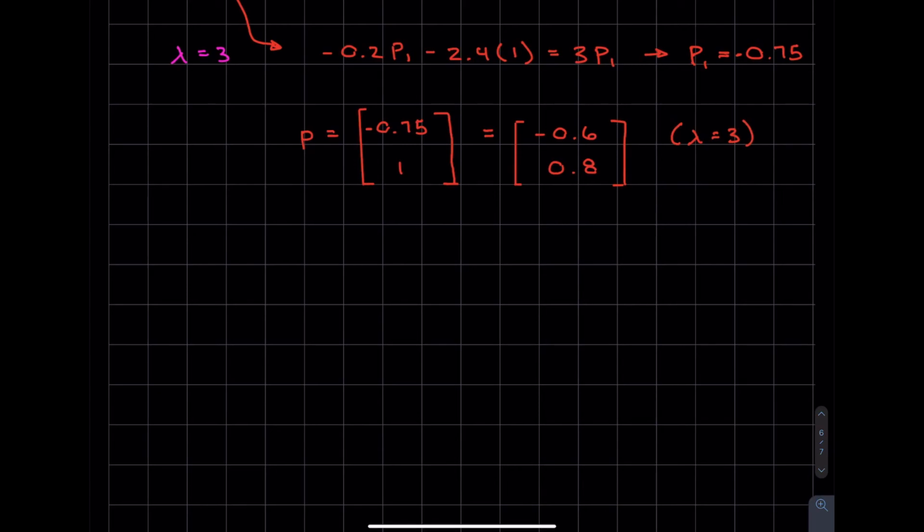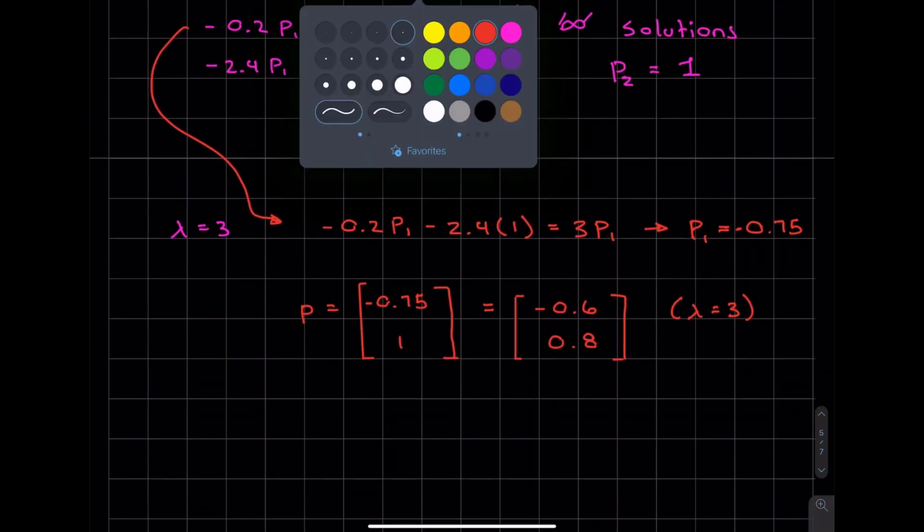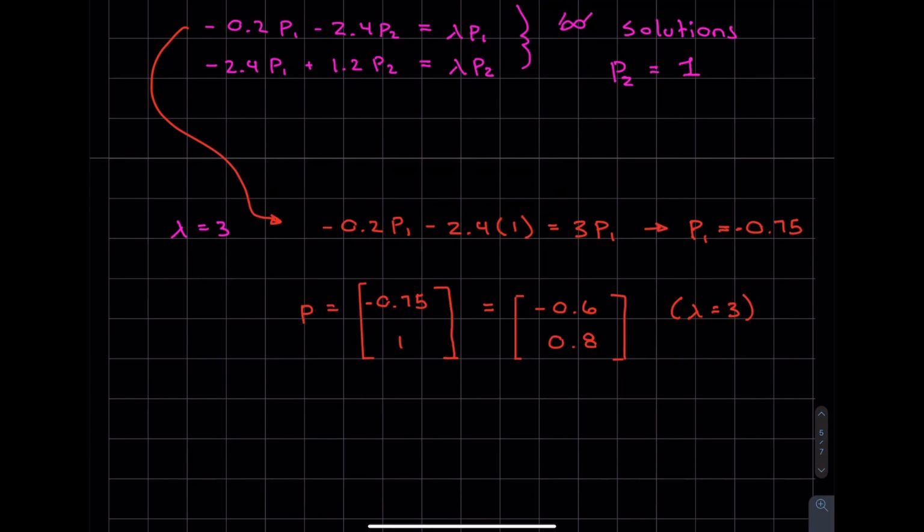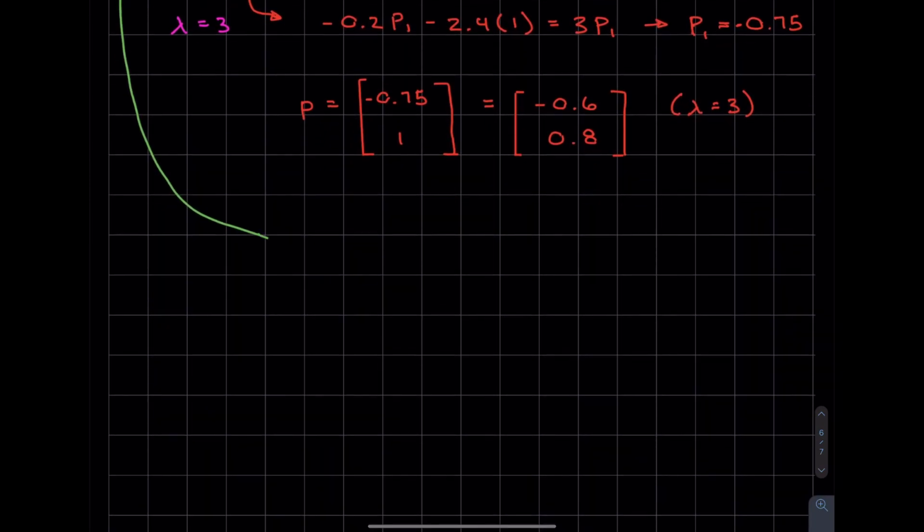So if I come back up to the top here and say, okay, now I got to solve the other one. I'm going to take equation 1, come all the way down here, and solve it for lambda is equal to negative 2.